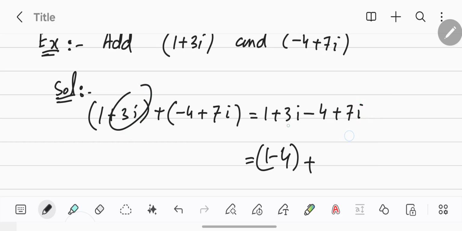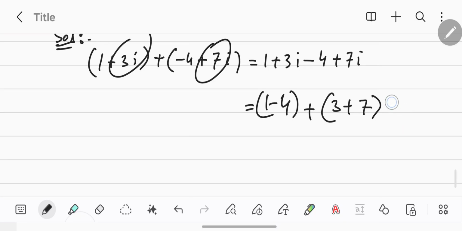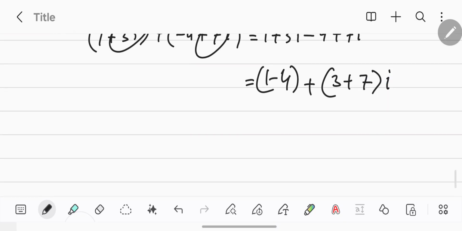The imaginary part of this is 7, okay? So I will add 3 and 7. 3 plus 7 times iota, because both are imaginary parts, so I have written iota. 1 minus 4 is minus 3. 3 plus 7 is 10 iota. So this is the answer.